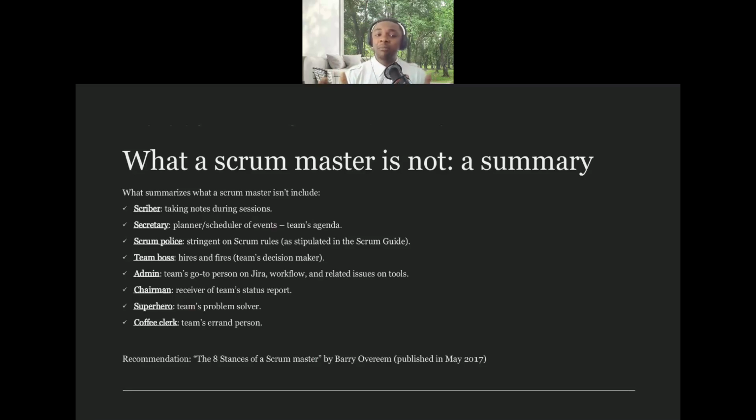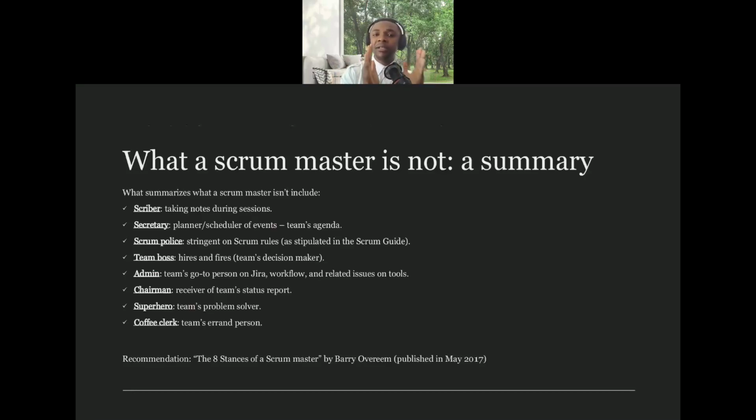The Scrum Master is not a chairman, right? He is not someone that every day the team members have to go to in order to give a report. That is not the responsibility of the Scrum Master. The Scrum Master is not a superhero, someone who is there to solve the problems of the team members. Remember, if the Scrum Master is always the team member's problem solver, then there is a problem there. A Scrum Master should be there to guide the team members to know how to organize and solve problems, unless it is something that goes beyond the team's capacity, especially when it comes to issues on blocks and impediments.